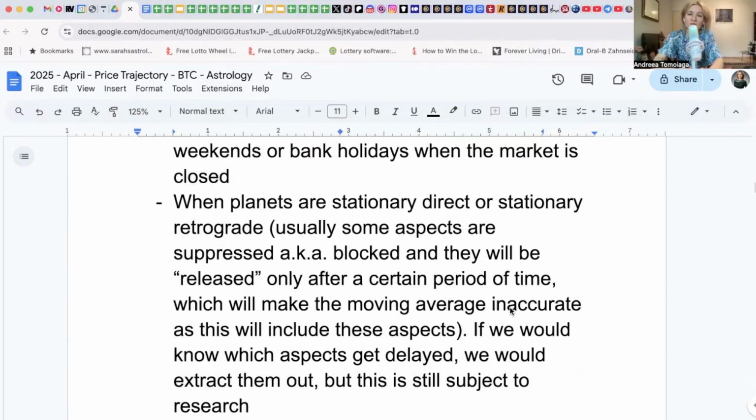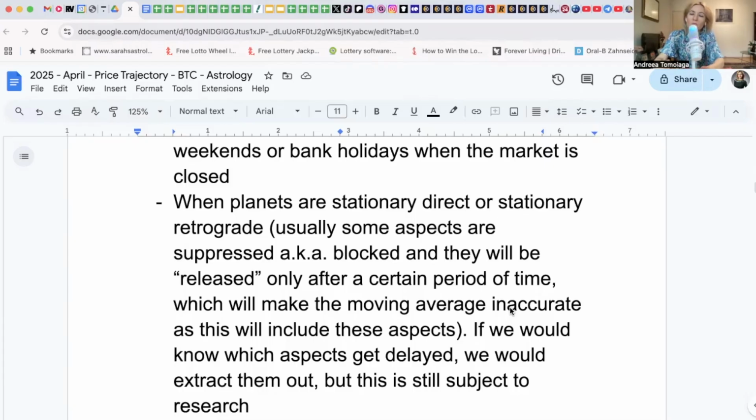The volume is another topic, and we know this is really not something that we can predict with any method. When planets are stationary direct or stationary retrograde, which happens, we get some aspects, some influences that are blocked, and they will be released only after a certain period of time. Usually we can see from the astrologers when the planet will gain speed again and will start to move. But it is not a clear method to say exactly when, because this will depend also on the volume. We will warn about delays, but we can't really say when this will happen.